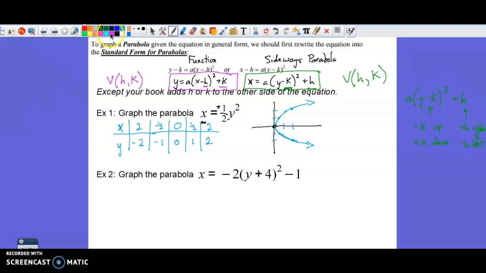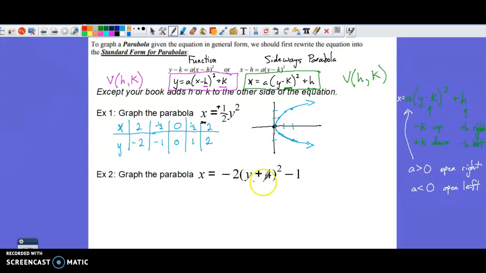Now, the rule for the a value is, if a is positive, in this problem that says x equals, then that is opening to the right, kind of like what happened right here, opens to the right. And if your a value is negative, it opens to the left. So very similar to your parabolas that we've done before, but slightly different.